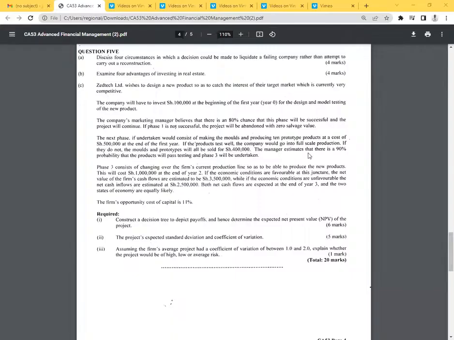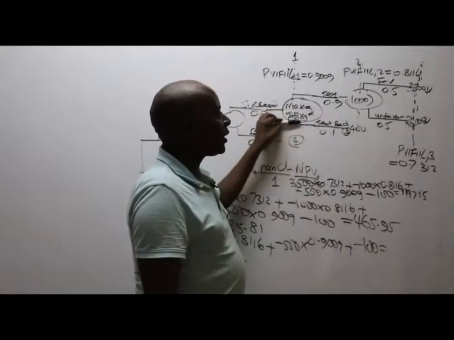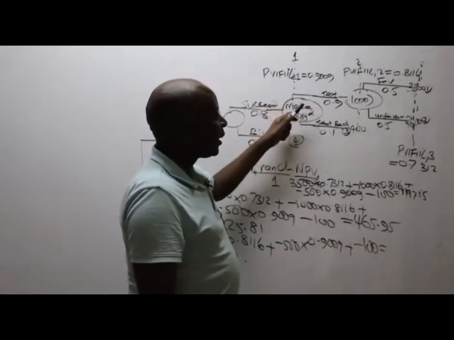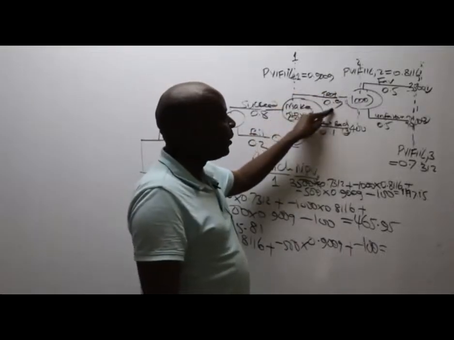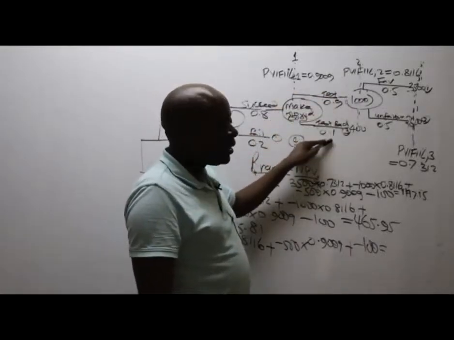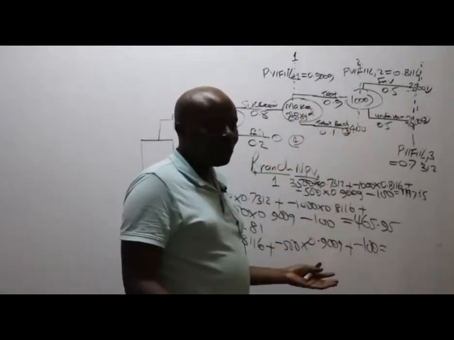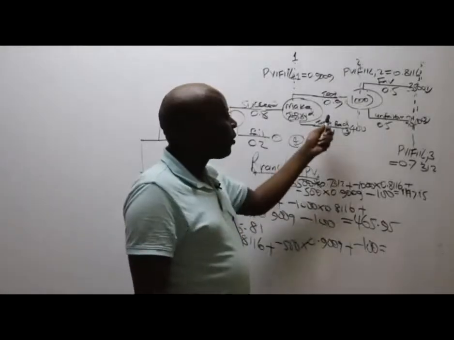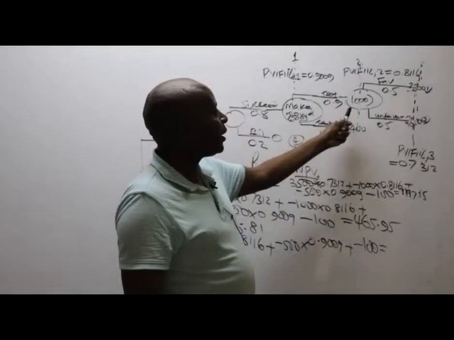The manager estimates that there is a 90% probability that the product will pass the test and phase 3 will be undertaken. So meaning, ladies and gentlemen, that if we make the molds, there are 2 possibilities: we either pass the test, that is testing well, with 90% probability, or we fail. With what probability? 10%, because 0.9 and 0.1 will always add up to 1. So when I know one of them is 90%, the other one must be 10%. The same case with this.